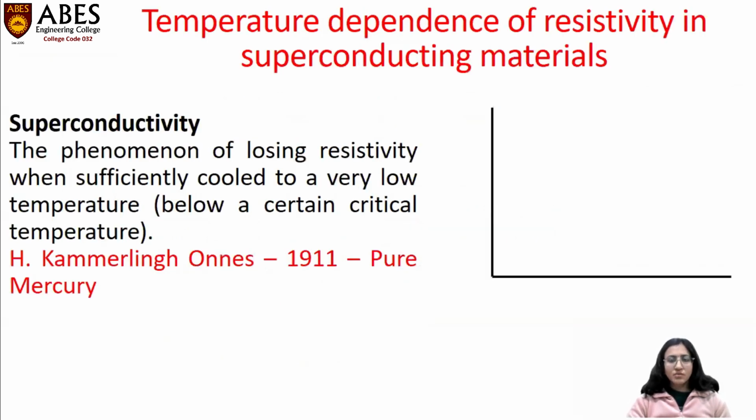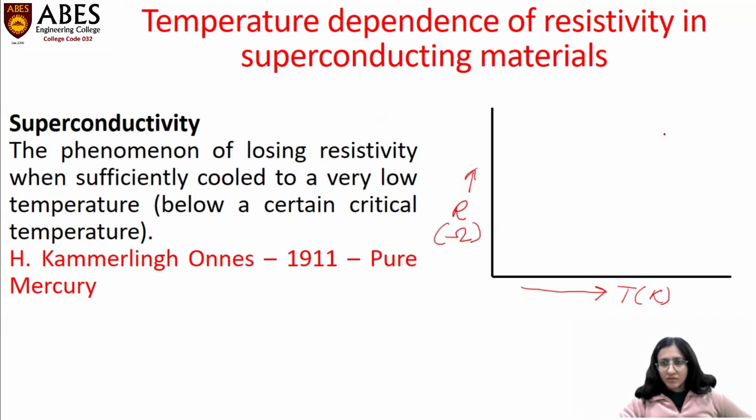His observation was recorded for various parameters. Firstly, he observed this phenomenon for very low resistance. His observation was shown in terms of variation of resistance with respect to temperature. He first observed this phenomenon for mercury. So this was the behavior for mercury.